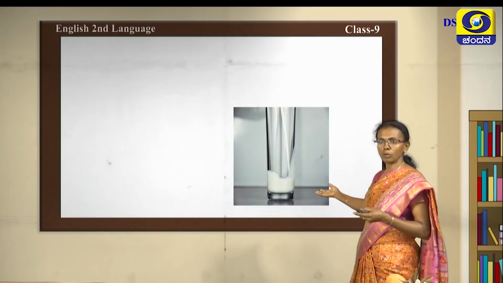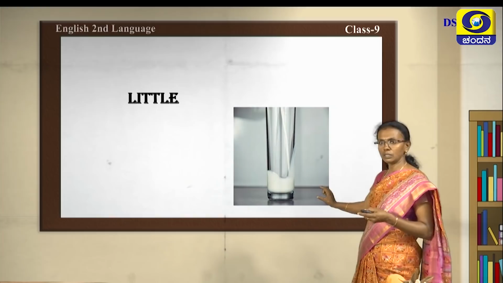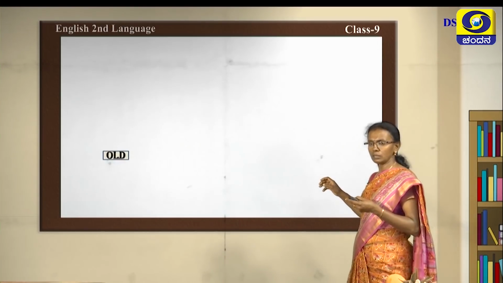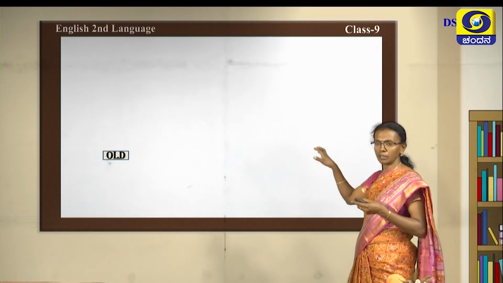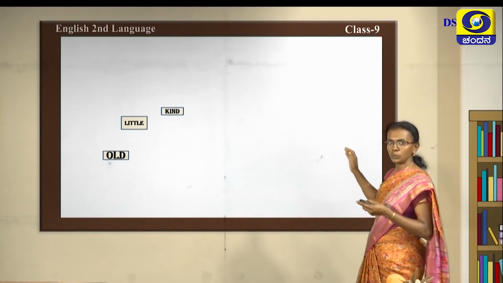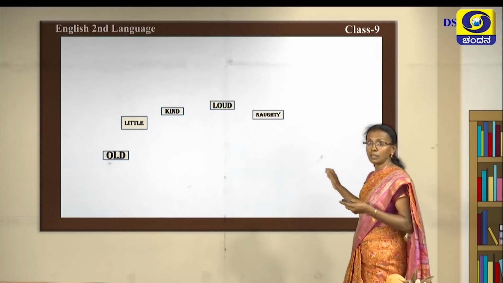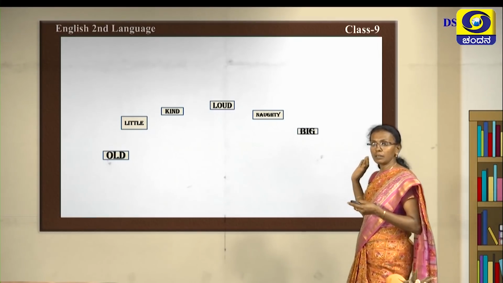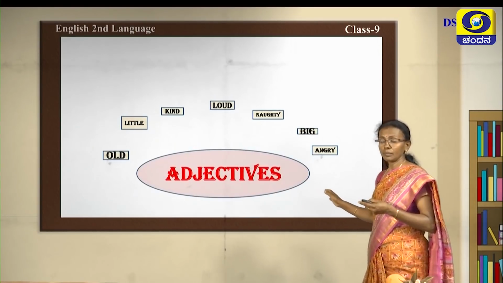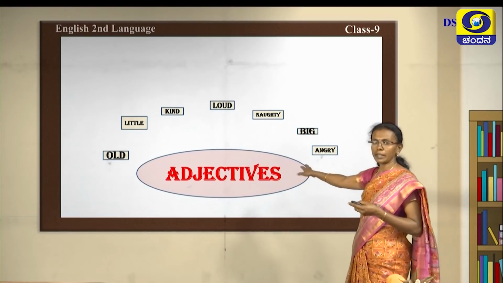He has become very old. And here, little boy, so you can see little water in this bottle. So little water, little. Okay, we'll move on to see what are the words you listed now. One is old, another one is little, and next one is kind, another one is loud, and naughty and big and angry. All these words, see, all these words are called adjectives.